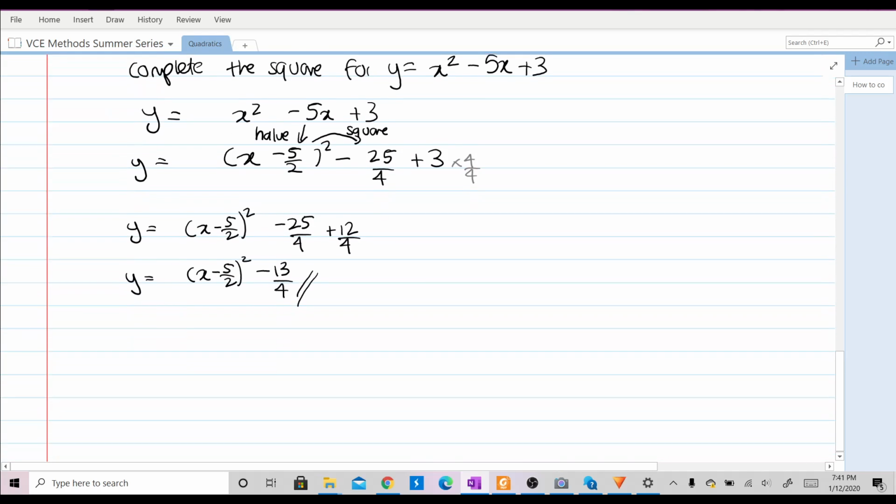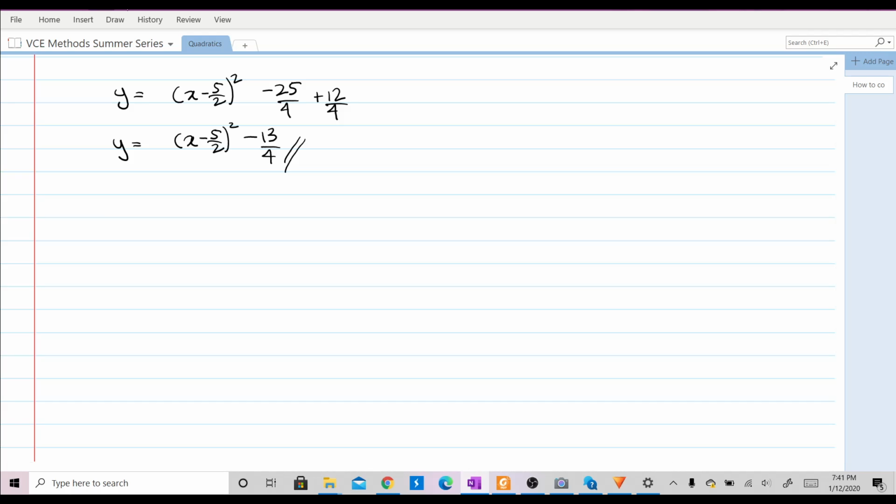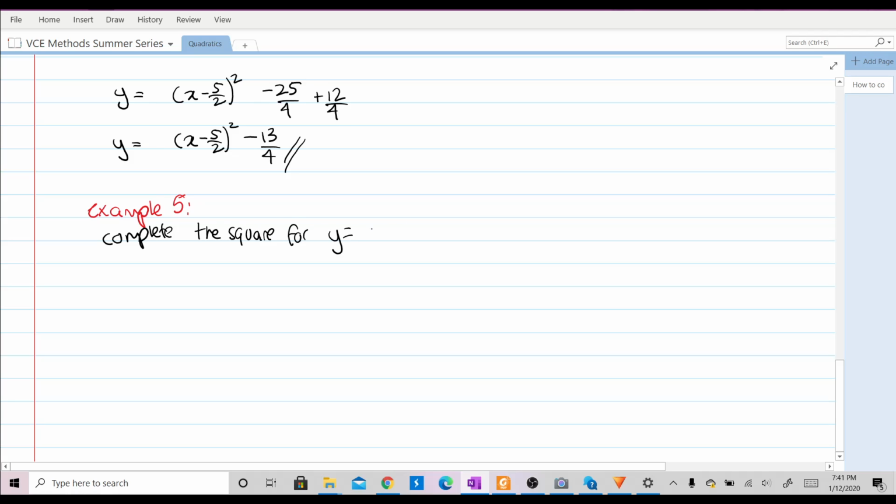Now we're going to do one last example. This is pretty much as hard as it will get in terms of numbers. So let's do example 5. Let's say we have to complete the square for y equals 3x squared plus 5x minus 4.